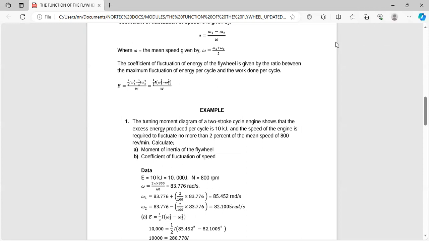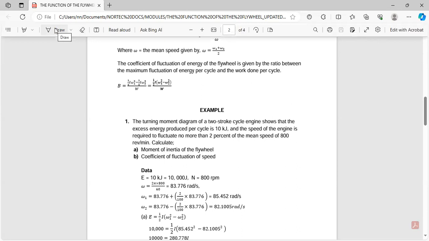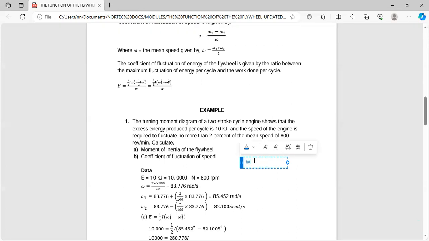Now, there is a condition that we've been provided with here. It says 2% of the mean speed. That is a fluctuation, meaning the maximum is going up by 2%. And what you end up with is a scenario like this. We're saying you have your omega. Let me put my omega there, if I would be allowed to do that.